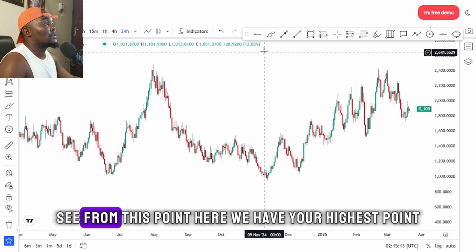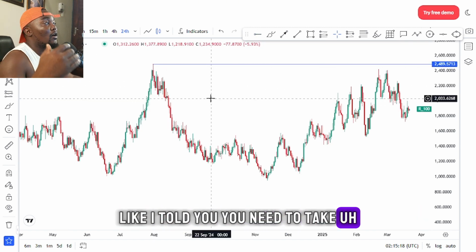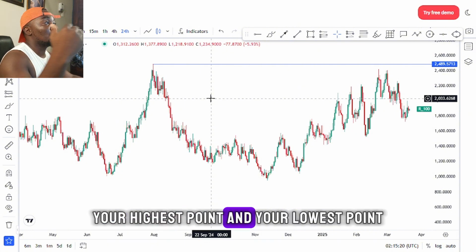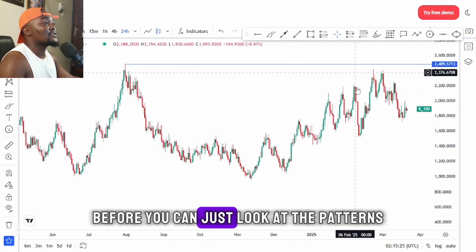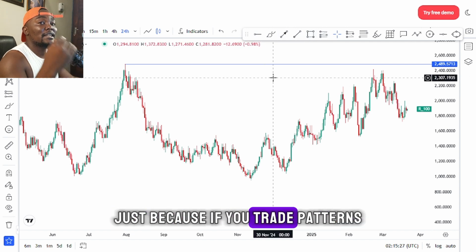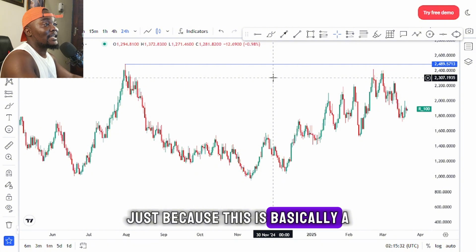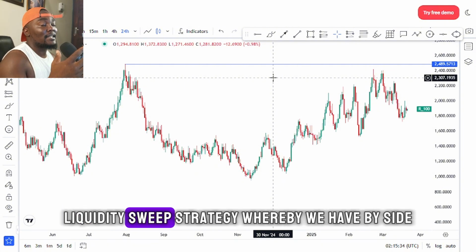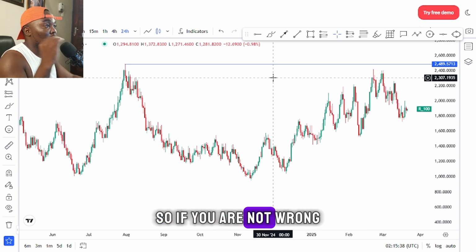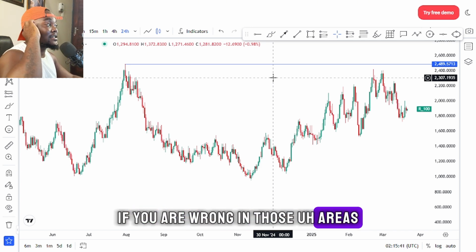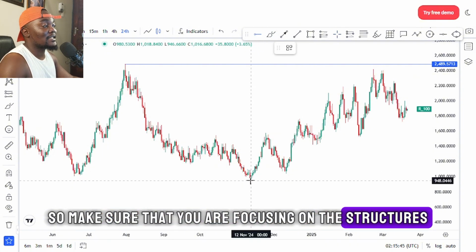So as you can see from this point here, we have your highest point. Like I told you, you need to draw out your highest point and your lowest point so that you can understand where the markets are going before you look at the patterns. Just because if you trade patterns only without high areas of interest, this is basically a liquidity sweep strategy whereby we have buy side and then we have your sell side liquidity. So if you are wrong in those areas, you're going to have an issue, guys. So make sure that you are focusing on the structures correctly.